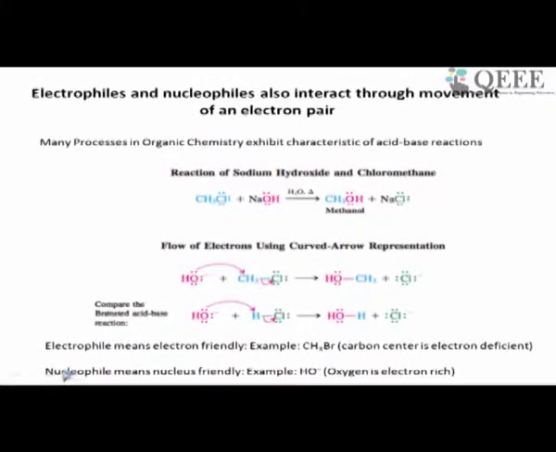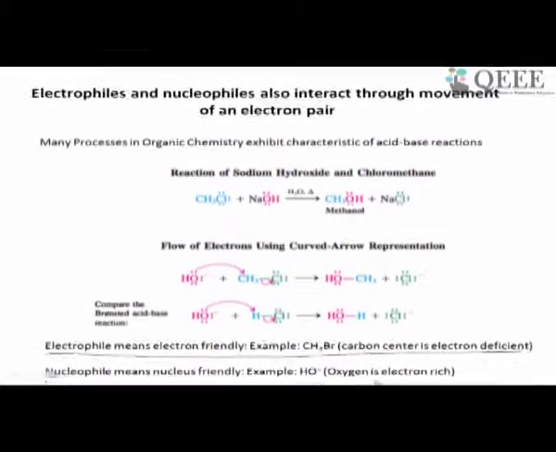Generally this acid-base concept is restricted to proton species. If something is accepting a proton, then it is a base, and something releasing a proton is an acid. For organic molecules, different terminology is used. An electron deficient species is considered an electrophile, and an electron rich species is considered a nucleophile. Here it's written. Electrophile means electron friendly. It is deficient in electrons, so it wants to take up electrons.